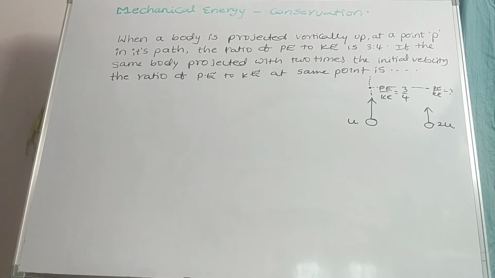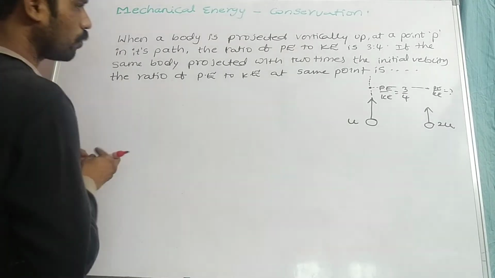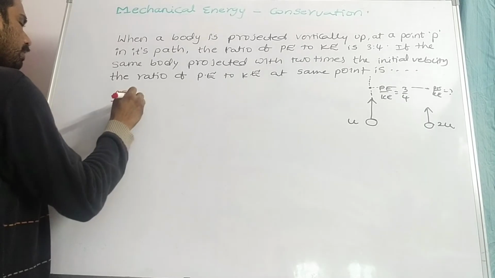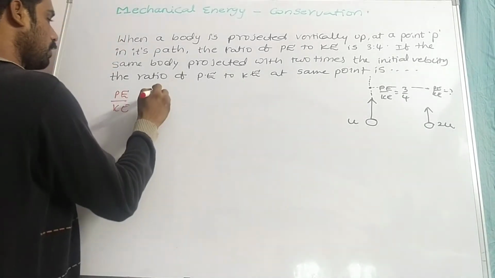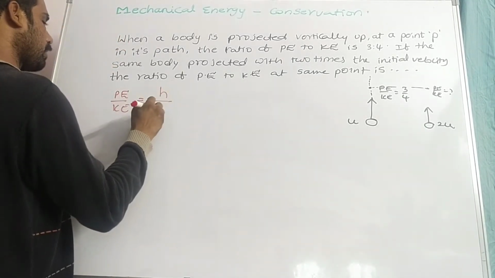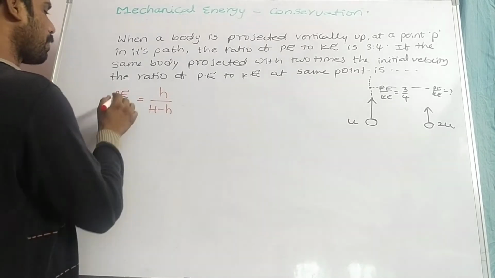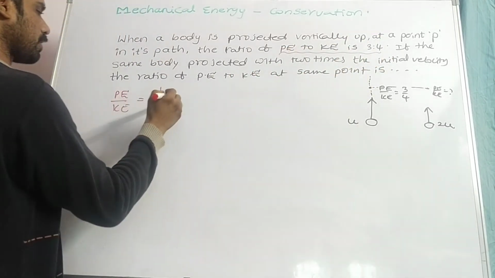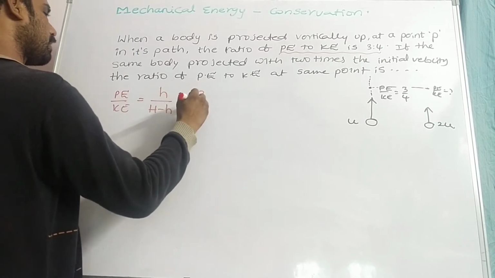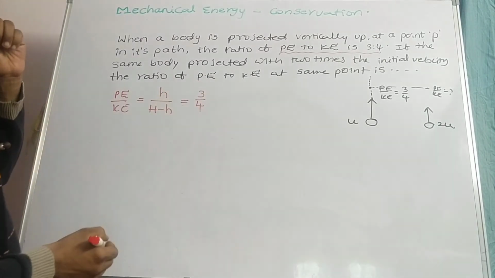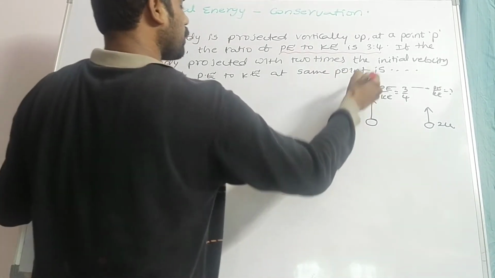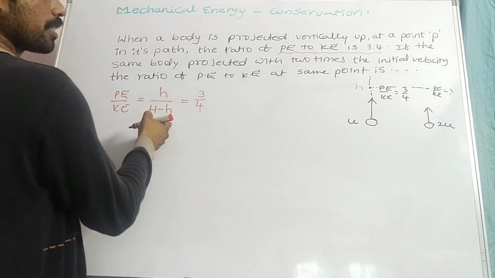So now, in the first case we can write potential energy by kinetic energy is equal to h by H minus h. But the potential energy to the kinetic energy is given as 3:4 in the first case. That's why I can write 3/4. Then we will find the height at a particular point using this expression.